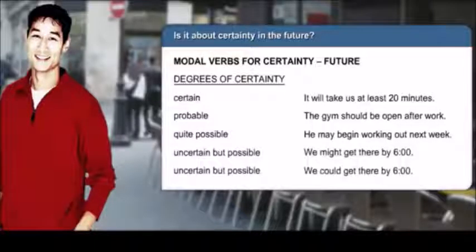The modals might and could express uncertainty. As it does in present time, could also expresses the ability of the event or outcome to happen. We might get there by 6. We could get there by 6.